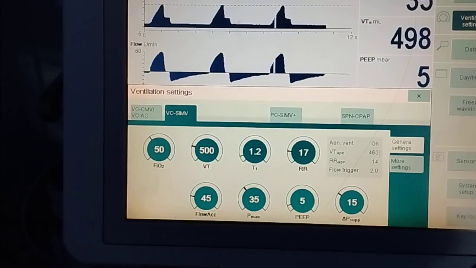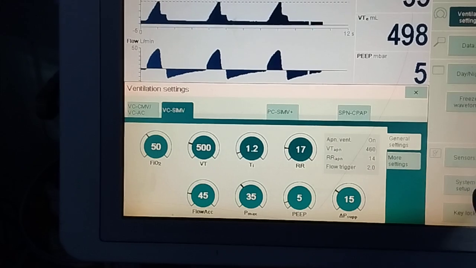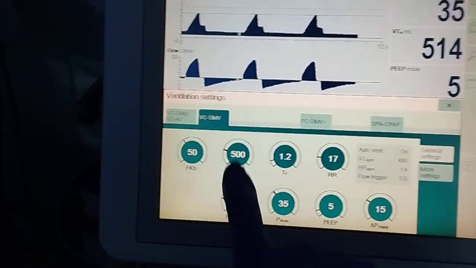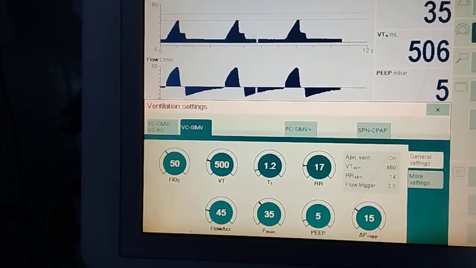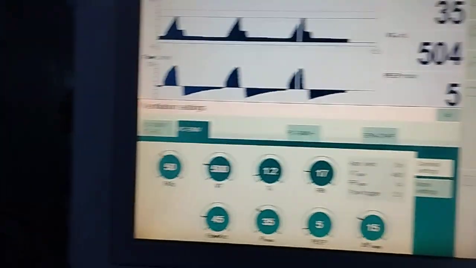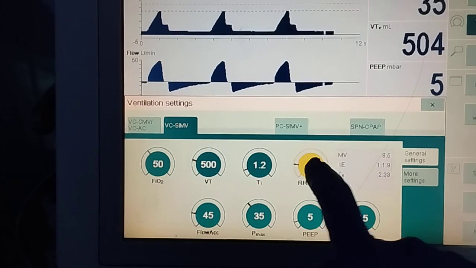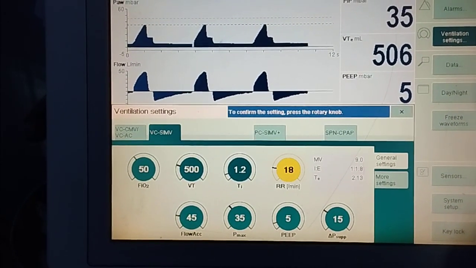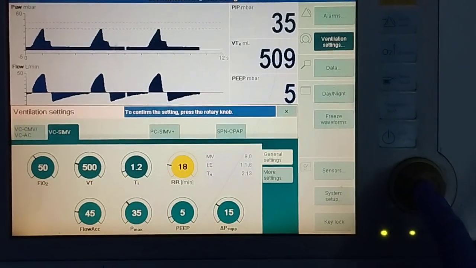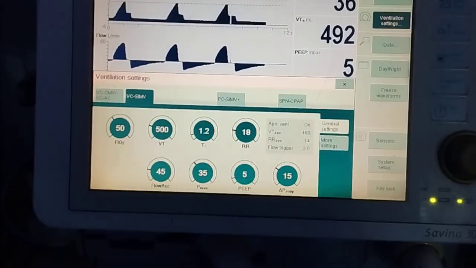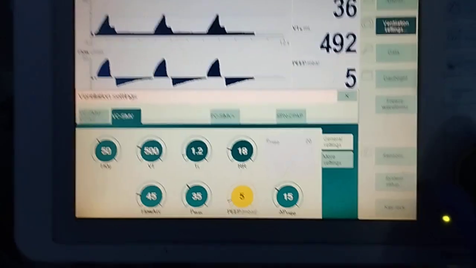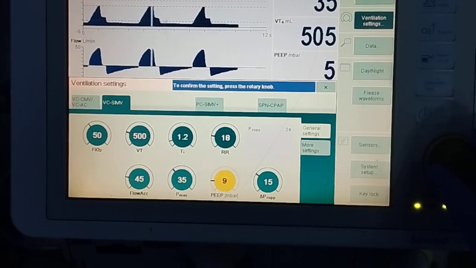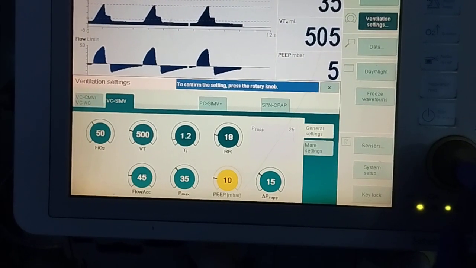Okay, so this ventilator is actually having some issues, so it has gone back to its original tidal volume due to some apnea setting sort of thing. Okay, so we are going to talk about the respiratory rate now. Let's say I'm going to increase it to 18. So by again turning the knob and pressing it, it's set. If I want to increase the PEEP, I will again do it, and let's say I want to keep it at 10, right?